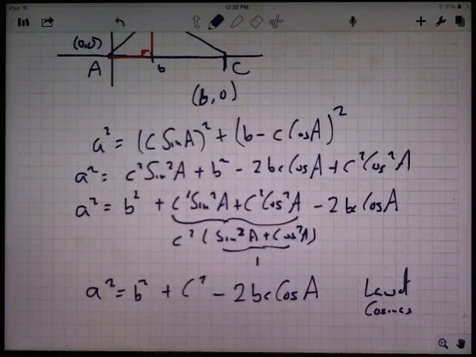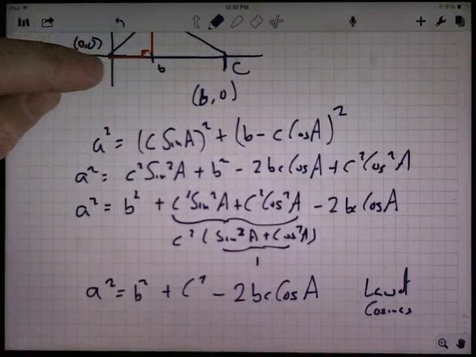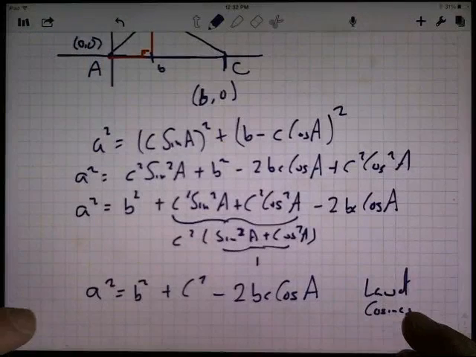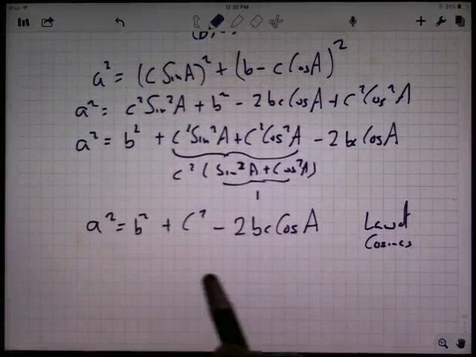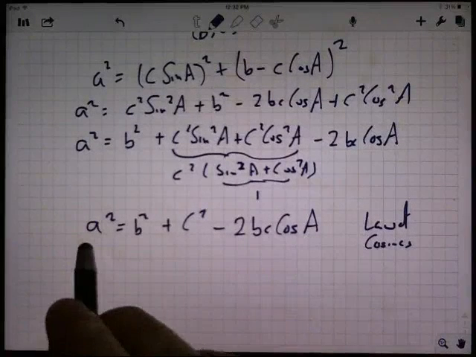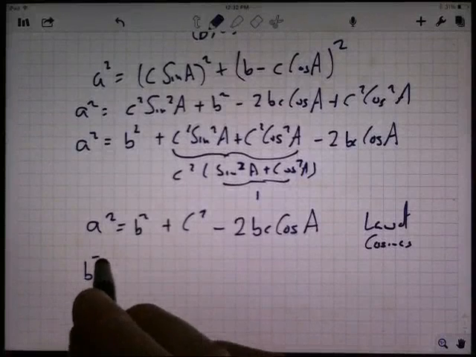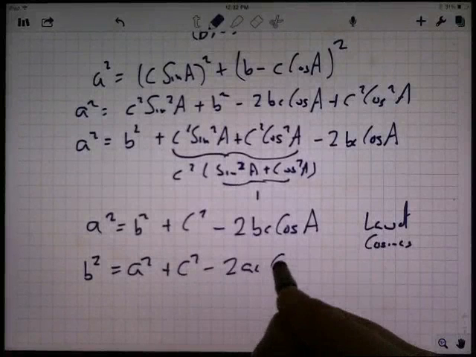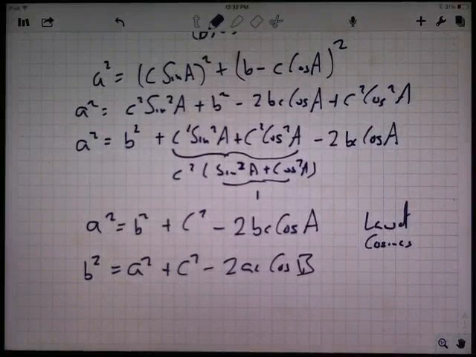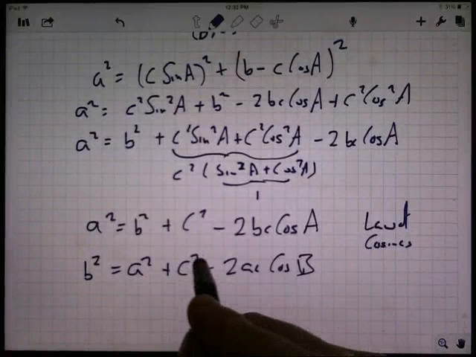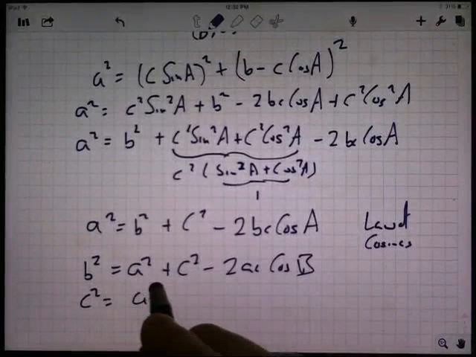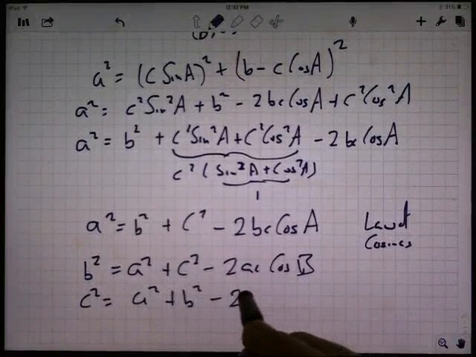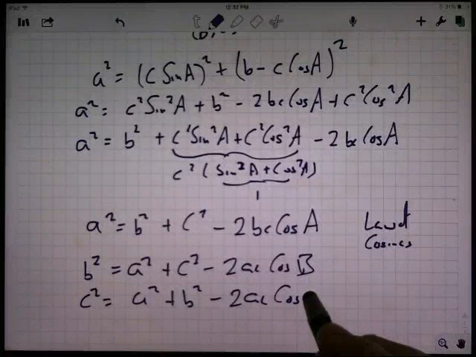Right. Now, I should point out that I got this relationship in terms of angle A because angle A was the one I chose to put in standard position here. If I had chosen B, then I would have ended up with a similar relationship, only with angle B and side B over there. It would be that b squared equals a squared plus c squared minus 2ac cosine b. It doesn't matter which angle we put in standard position, we'd get the relationship. Or likewise, I could have c squared equals a squared plus b squared minus 2ac cosine c.